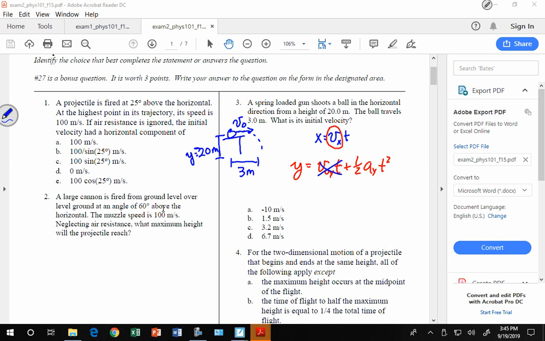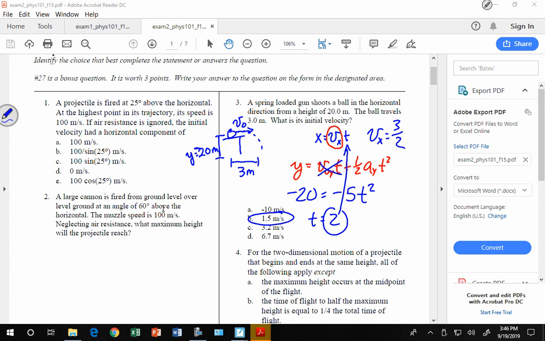So it's going to be negative 20 equals negative 5 t squared. So t is equal to 2. Then, right, square root of 4. I can plug that in up there, and Vx is equal to x divided by t. That's 3 divided by 2, or 1.5 meters per second. So don't freak out if it looks a little bit different. Like if I don't give you the initial velocity, but I give you something else, you'll still use the same procedure to answer. You just might have to work from a different direction.